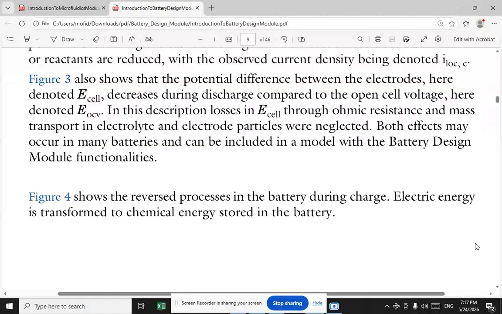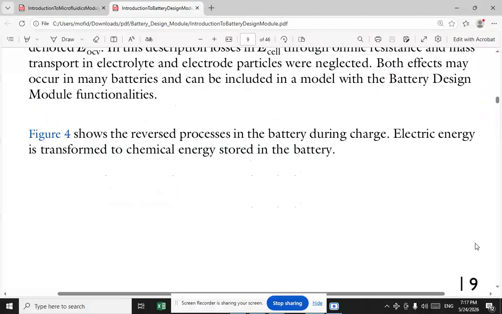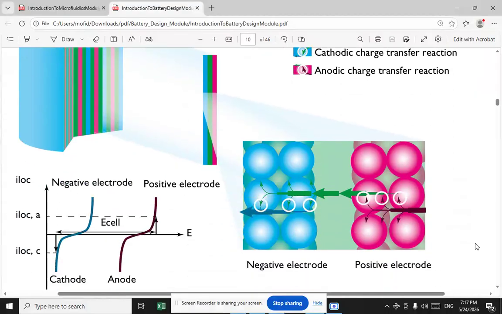In the description, losses in E_cell through ohmic resistance and mass transfer in electrolyte and electrode particles were neglected. Both effects may occur in many batteries and can be included in a model with the Battery Design Module functionalities. Figure 4 shows the reverse processes in the battery during charge, where electric energy is transferred to chemical energy stored in the battery.